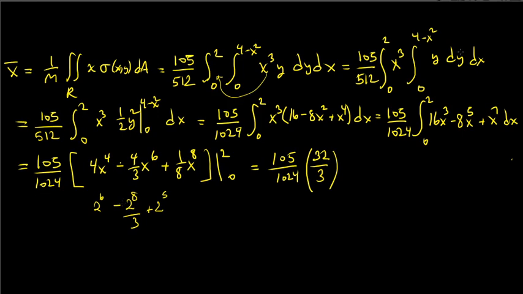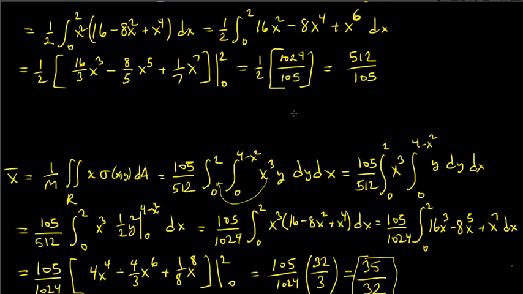Okay. So that is 35 divided by 32. Yeah, 32 times 32, 1024. Okay, so 35 over 32.